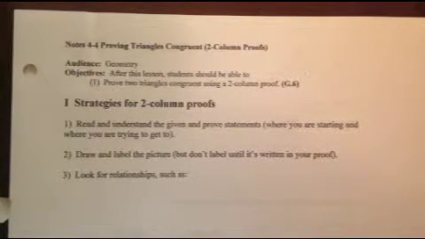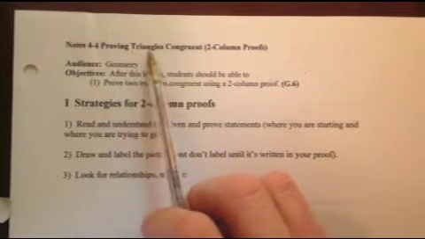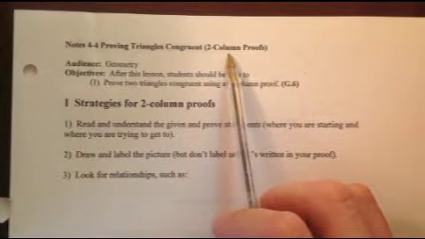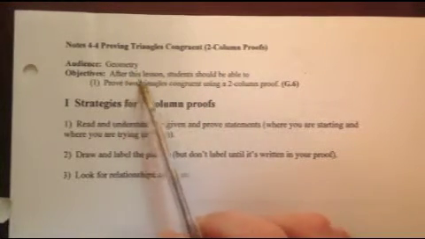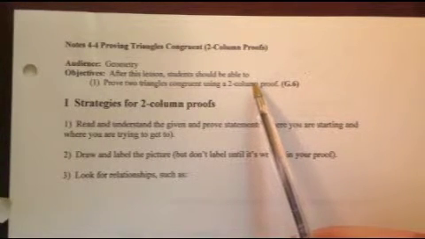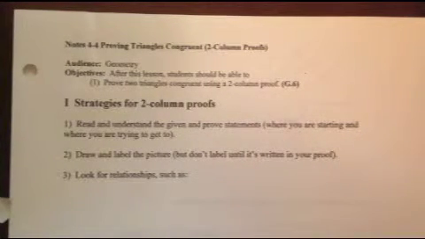Okay, geometry fans, our topic today is we're going to look at section 4.4, which is proving triangles congruent. We're going to do that using a two-column proof. The objective is that after this lesson, you should be able to prove two triangles congruent using a two-column proof. The idea of proof is basically like a set of directions.